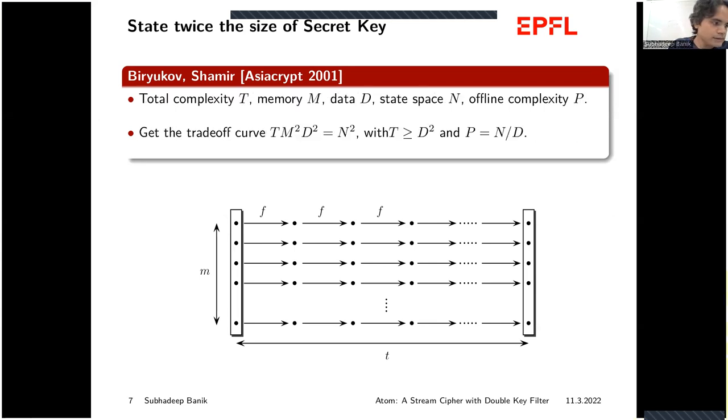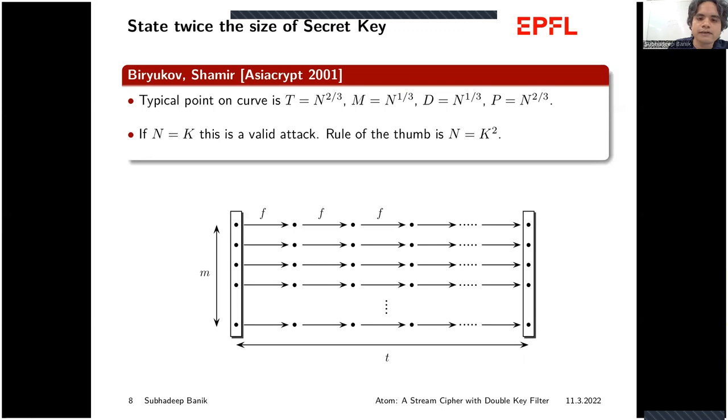Now, the authors showed that this leads to a trade-off curve of the form T M squared D squared equal to N squared, with the limitation that T had to be larger than D squared. Over here, T, M, and D denote the time, the memory, and data complexity of this algorithm. Capital N is, of course, the size of the state space, and the offline complexity P is given as N over D. Now, a typical point on this trade-off curve is one where capital T and capital P are both equal to N to the power 2 over 3, which are both less than N.